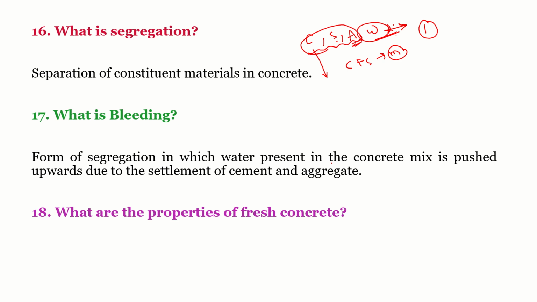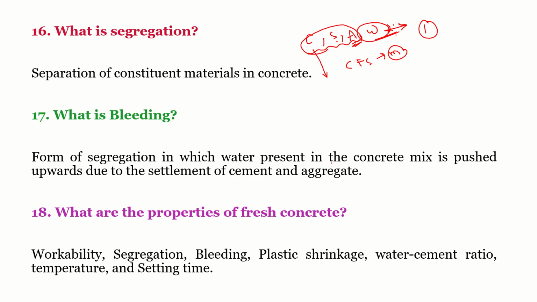And what are the other properties of fresh concrete we have to look at? We already saw workability. Other than workability, we have segregation, bleeding, plastic shrinkage, that is the shrinkage which happens after immediate pouring of the concrete during the setting time, and water cement ratio, temperature, and setting time. I have made videos on all these topics. Kindly look at the playlist of concrete technology in my channel.